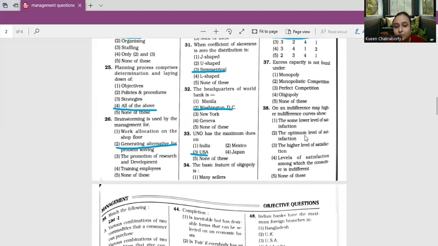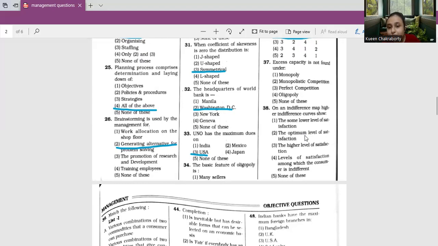Now moving on to question number 37. Excess capacity is not found under monopoly, monopolistic competition, perfect competition, oligopoly, or none of these. Now, in the long run, there is no excess capacity in perfect competition. Free entry, which results in the competitive firms producing at the point where average total cost is minimized, is the efficient scale of the firm. For monopolistic competition, in the long run, there is excess capacity as the output is less than the efficient scale of perfect competition.